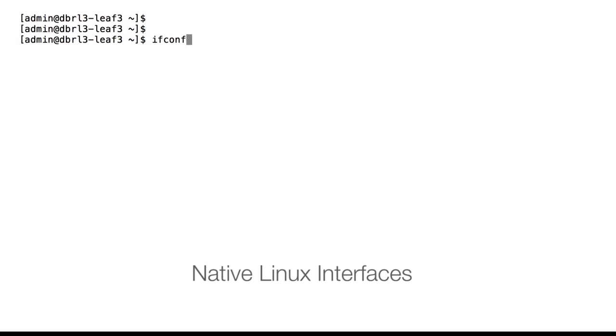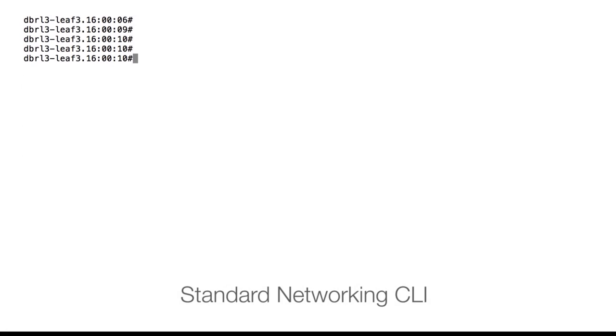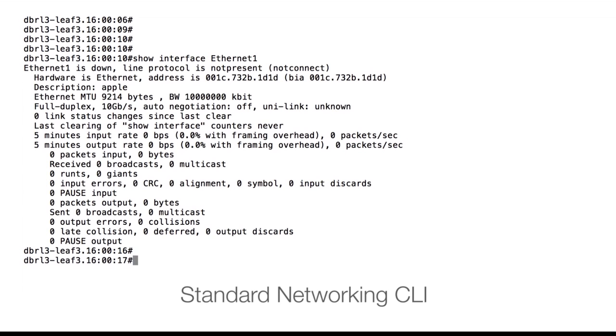The native Linux interfaces can be used for management and configuration. For instance, you can check the state of an interface or configure a route. Of course, EOS provides a standard networking CLI as well. You can use familiar switch management commands with configuration kept in a startup config file.